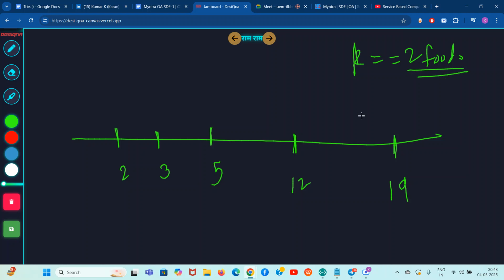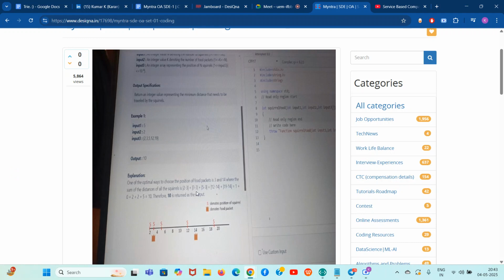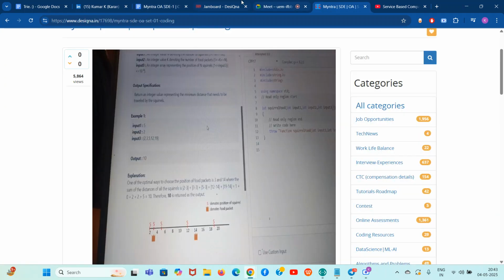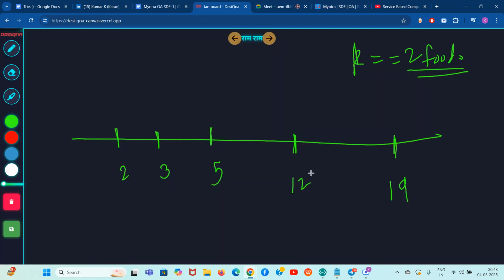Well, now you will have to create two subarrays, right? One subarray will be focused on the first food, and the second subarray will be focused on the second food. So what they have done here is that they are putting the foods at position 3 and position 14. I hope those were the only coordinates. So guys, they are doing this trick.